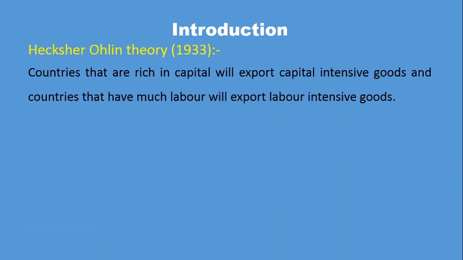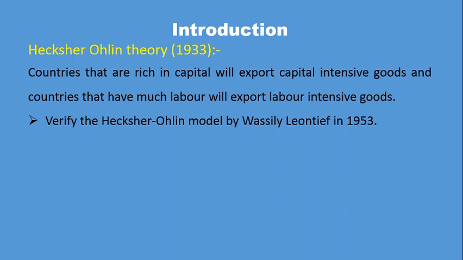The Heckscher-Ohlin theory states that a relatively capital abundant country will export relatively capital intensive goods, and it will import the goods in whose production a relatively larger amount of its scarce factor, labor, is required. This theory was verified by Leontief in 1953.